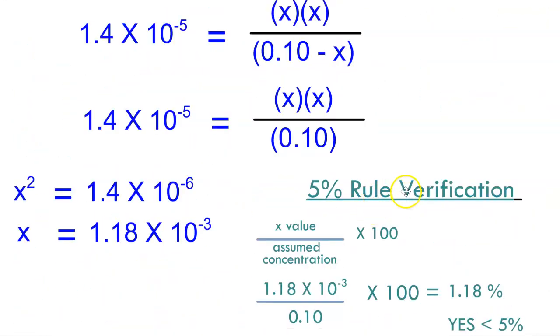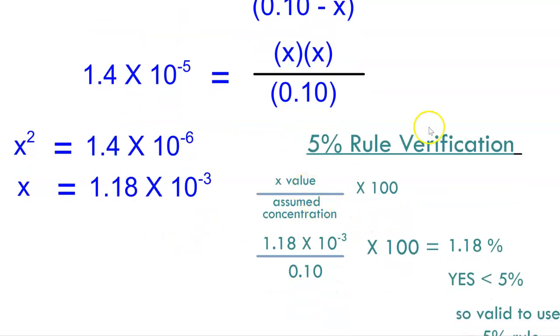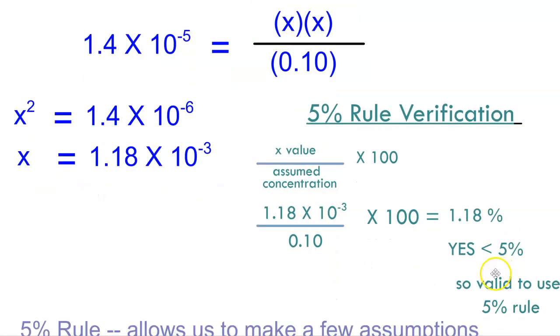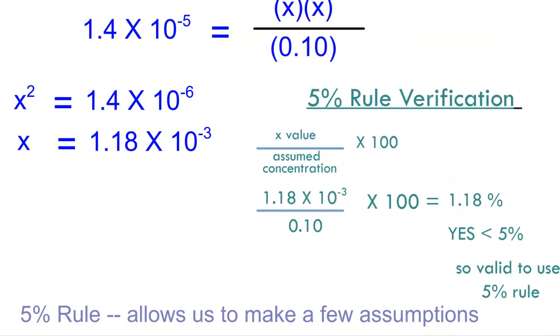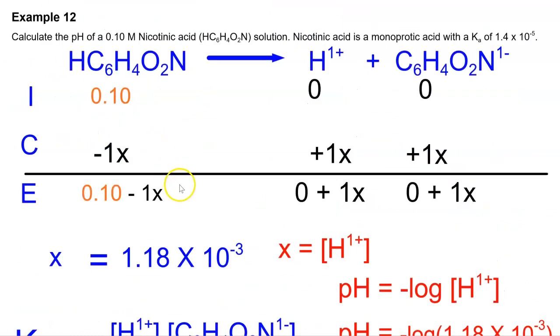So we're going to verify that this works before we go further. To do the 5% rule verification, we're going to take our X value and divide it by the assumed concentration. Here's the X value, and here's the assumed concentration, that means the part without the X when we did that up here, times 100. When I do this, I get 1.18%, which is less than 5%, so we're allowed to use the 5% rule. Once we verify the 5% rule, and yes, you'll be required to verify, then we can proceed on.